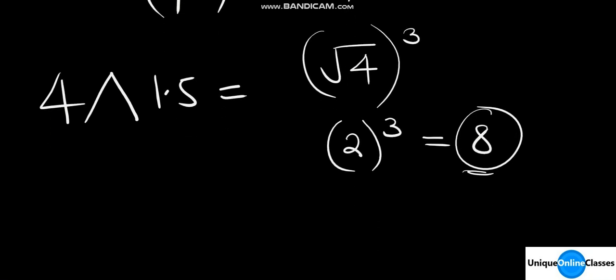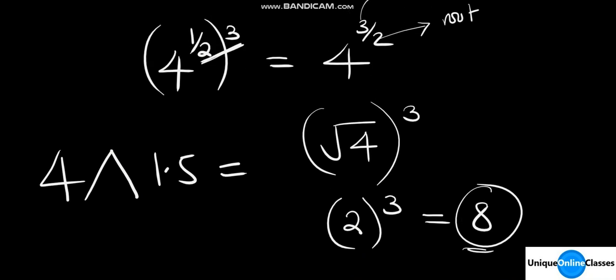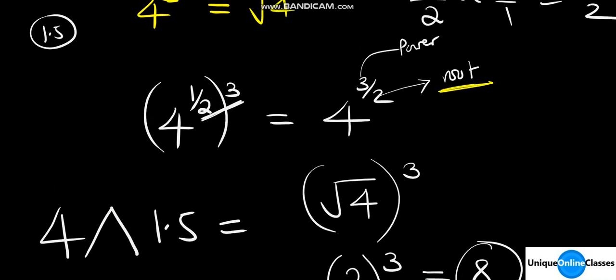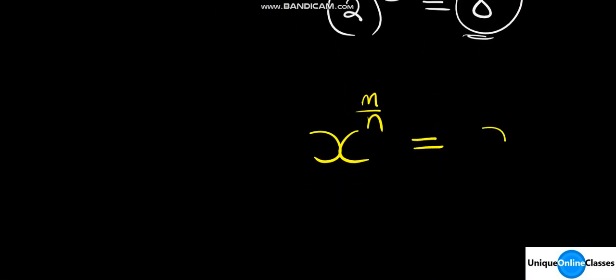The rule is that when we have, let's say, x to the power m over n, ready? That one is the same as, as I said, n becomes the root at the bottom and the numerator becomes the power. So here it will be x root of n, ready?